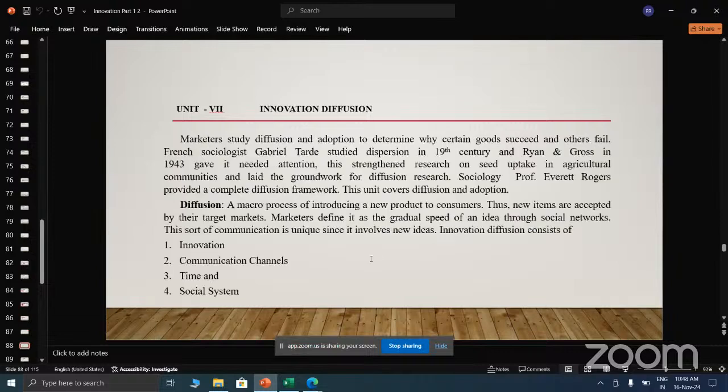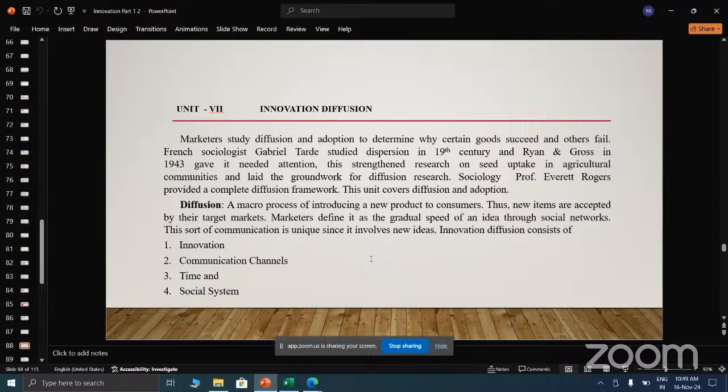Okay. Now let's look at the innovation diffusion unit. Market study of diffusion and adoption determines if a certain good or service succeeds or fails in the implementation stage. One of the French scientists, Gabriel Tarde, studied dispersion in the 19th century, and Ryan and Gross in 1943 gave it extra attention and strengthened the research on seed uptake in agricultural communities, which laid the groundwork for diffusion research. One of the sociology professors, Everett Rogers, provided a complete diffusion framework, and this unit covers that.